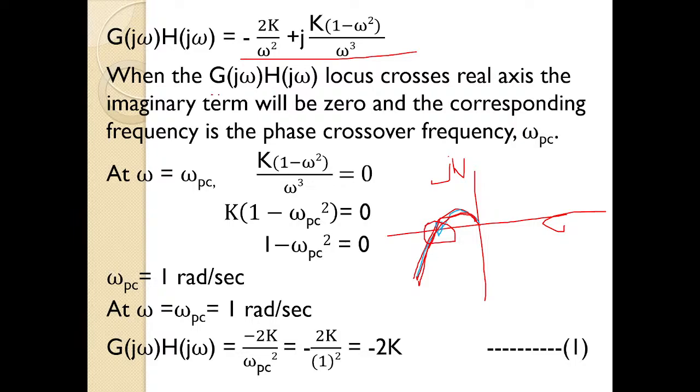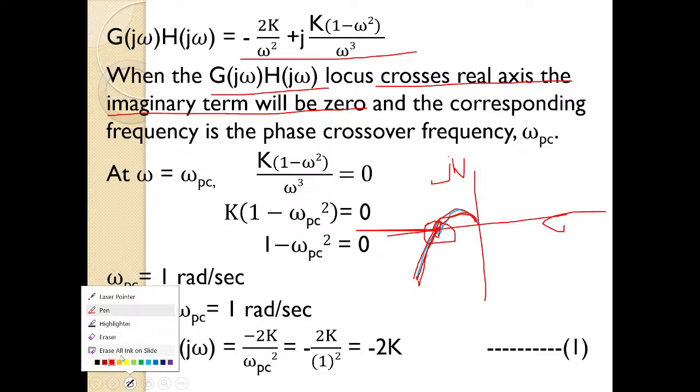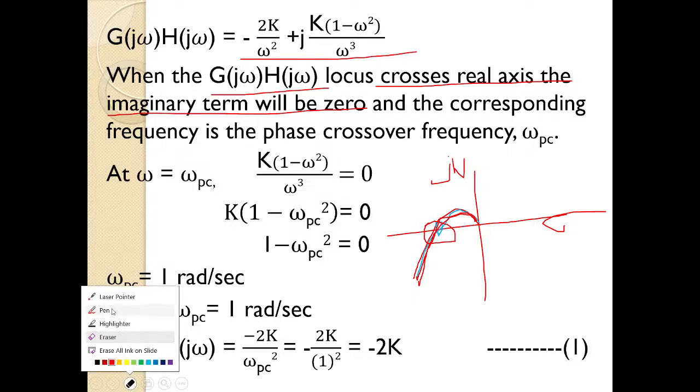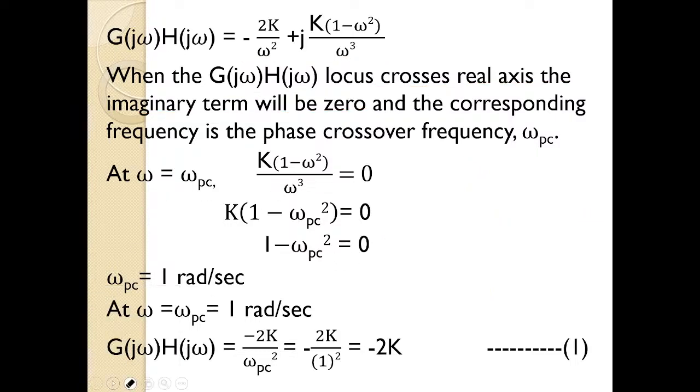That's what I have written here. Whenever g of j omega, h of j omega locus crosses the real axis, the imaginary term will become 0. At this particular point on the real axis, imaginary terms will become 0. Let us assume this plot crosses the real axis. So when it crosses the real axis, the imaginary term should become 0.